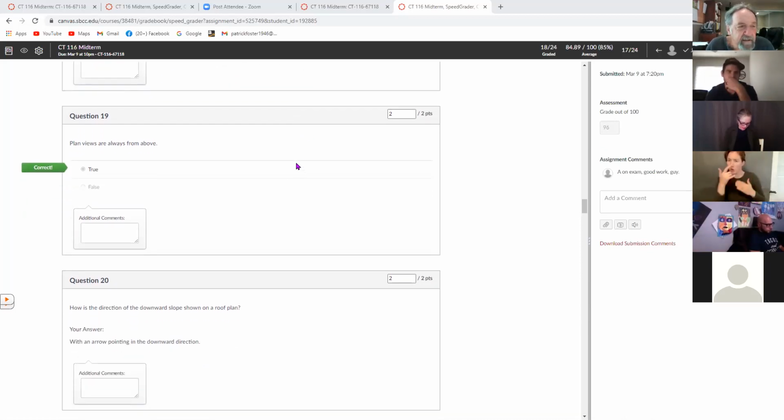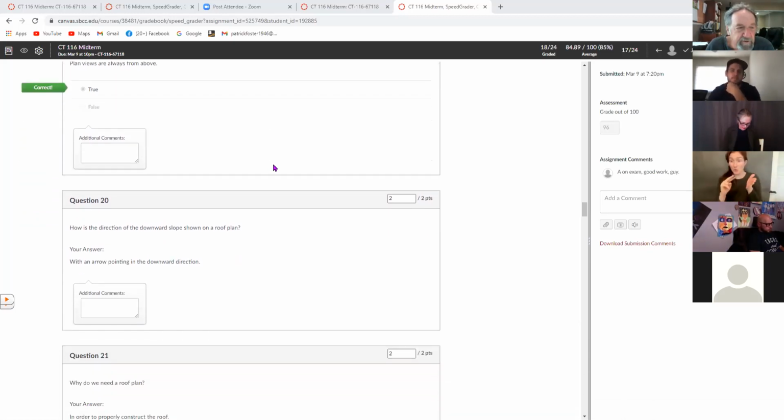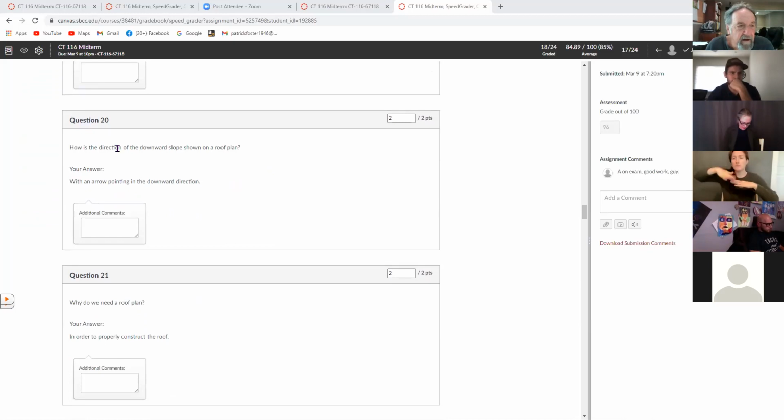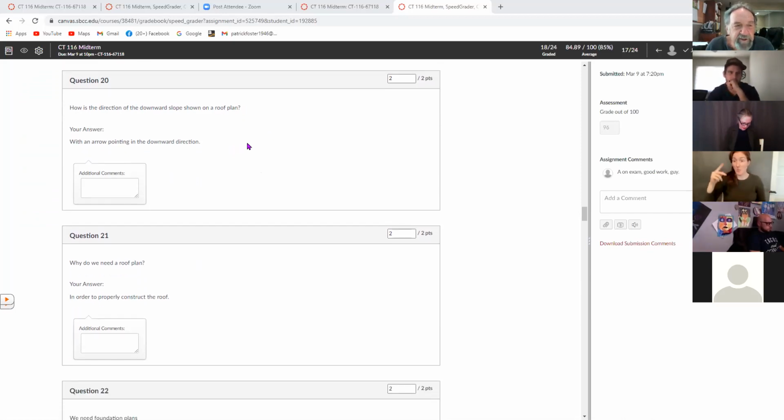Question 19, plan views are always from above. That's true. Now, number 20, how is the direction of the downward slope shown on a roof plan? It's shown with arrows, but you should say the arrows are pointing down, because if they were pointing up, that would be showing it with arrows, but they wouldn't be going the right direction. So the arrows are always pointing in the downward direction on that plan.